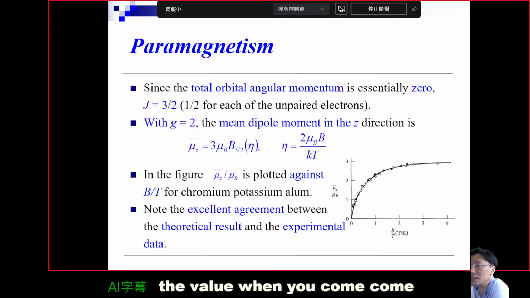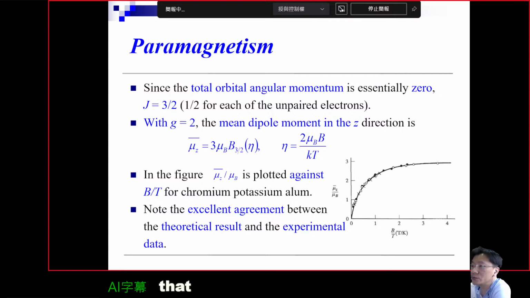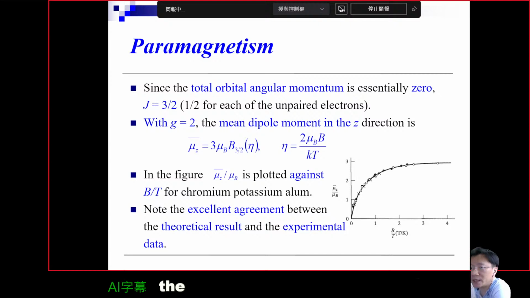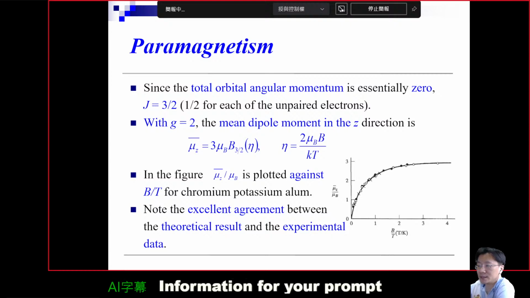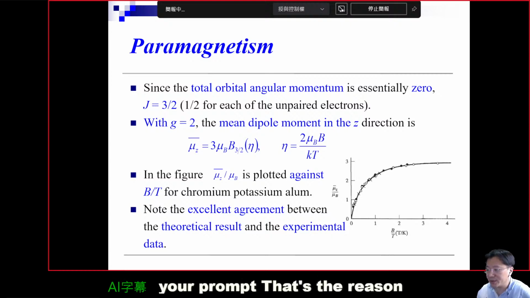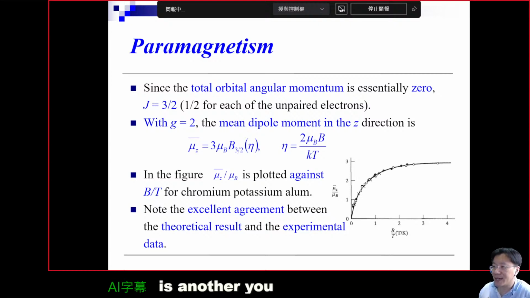So I think this is a different way, except X-ray fluorescence spectroscopy or NMR, that you can extract the valence information from your compound. So that's the reason. Also, a second reason that we need all of you to know the basic knowledge of magnetism.